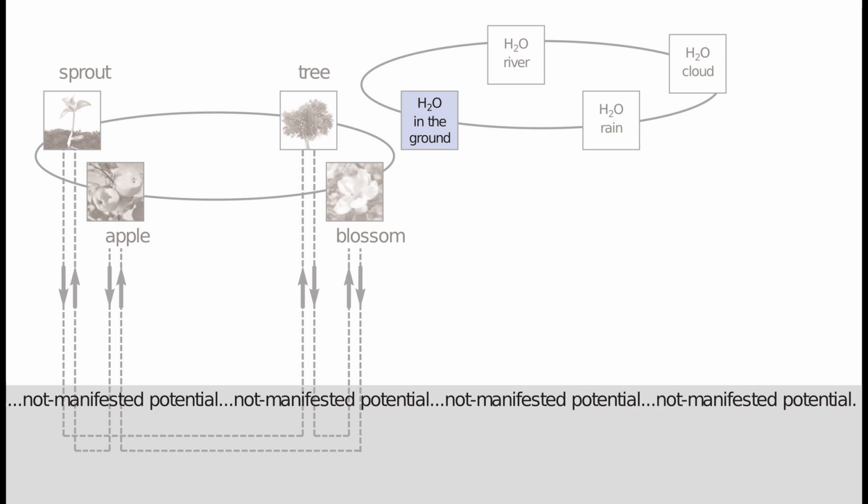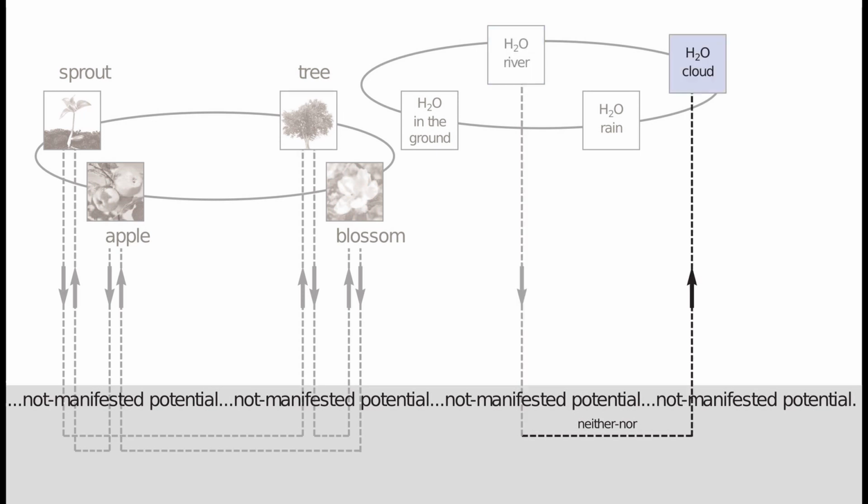I have presented this process here in two steps. A water molecule in the river dissolves into the not manifested potential and appears in the cloud as a completely new H2O molecule in the form of water vapor. Here again, there is this phase of in-between, the neither nor, which is fundamental in the logic of Nagarjuna.